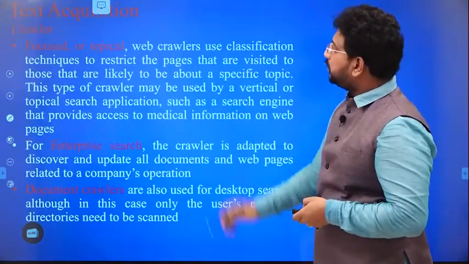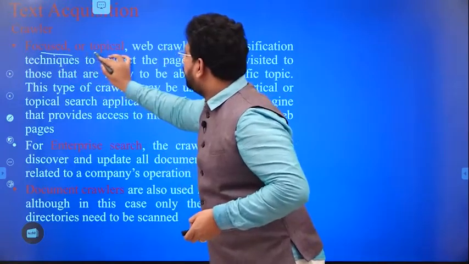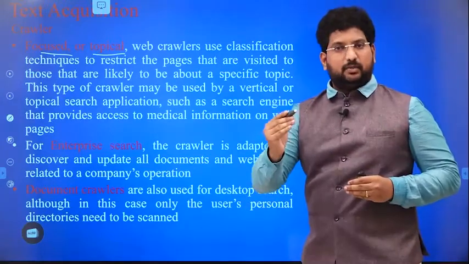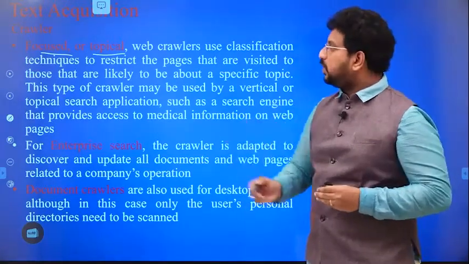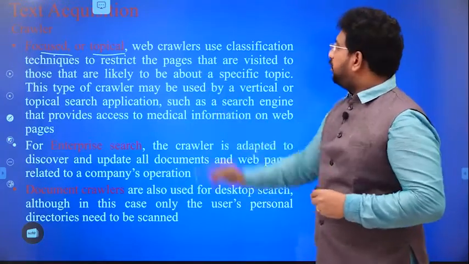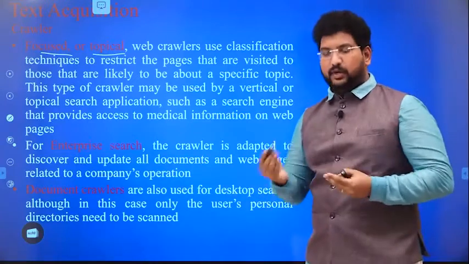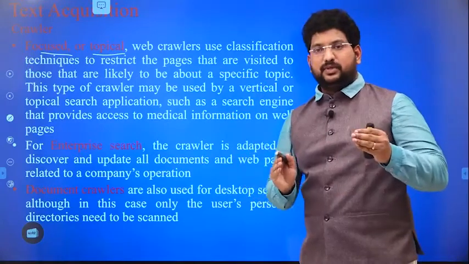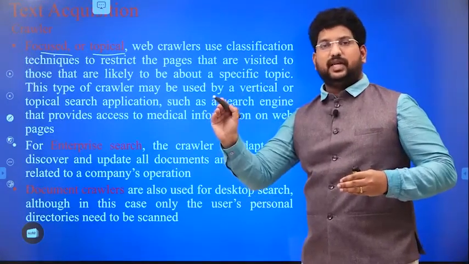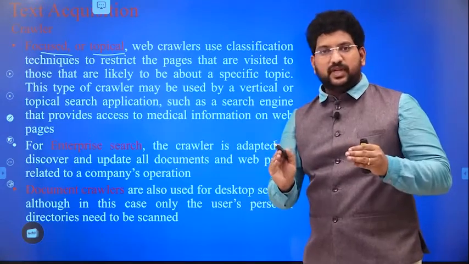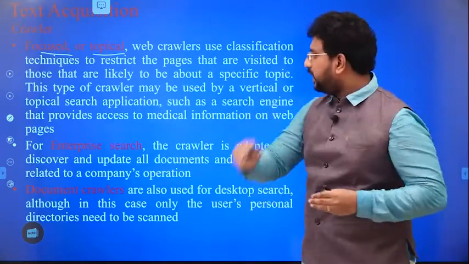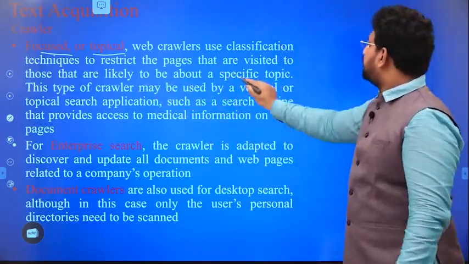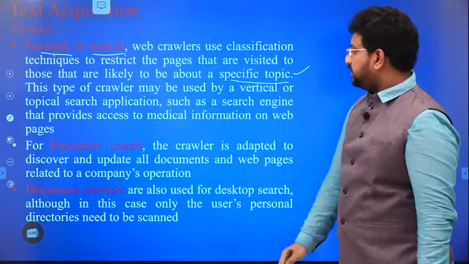We will see some more web crawlers like this: focused or topical. The main responsibility of these crawlers is that they are specific to a particular domain or a particular topic. Web crawlers use classification. We already know classification: previously class labels are assigned, and it is going to identify the class labels. So that is specific to the particular domain or topic, which restricts the pages visited to those that are likely to be about a specific topic.